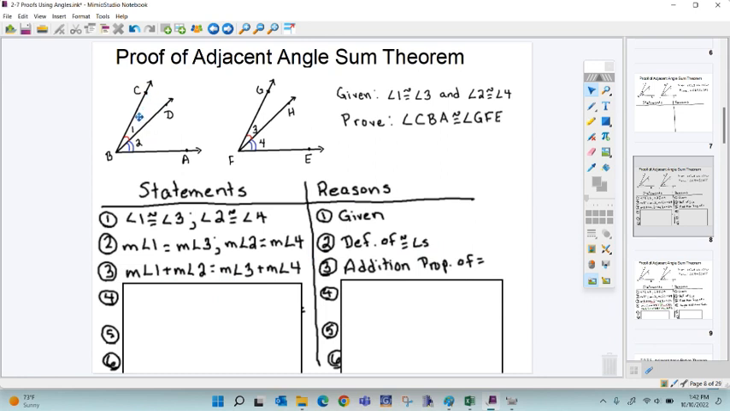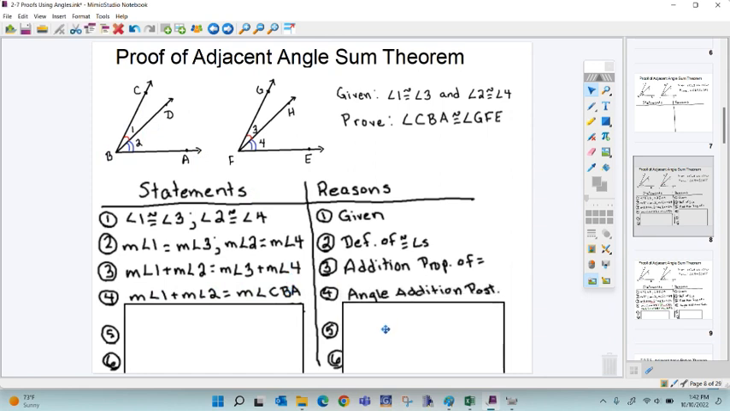We had a theorem called the angle addition postulate, which says that angle 1 plus angle 2 equals the number of degrees in the big angle that it makes. So these two little pieces go together to make the big piece. That looks like this. The measure of angle 1 plus the measure of angle 2 equals the measure of angle CBA. The reason that we can say that is because of that angle addition postulate that we talked about before.